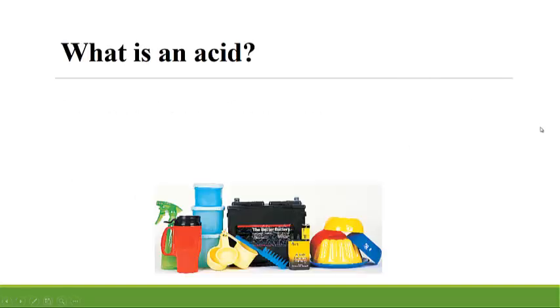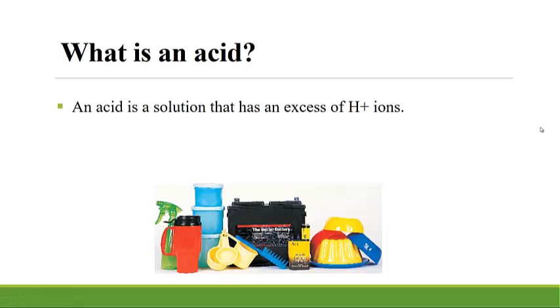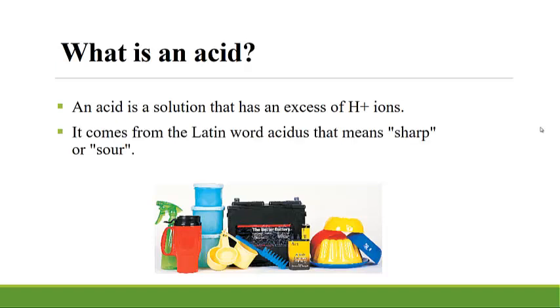First thing we want to do is define an acid. An acid is a solution that has an excess of hydronium or H plus ions. This is one of the definitions of it. We'll have a couple of them, but this is our most basic definition of it. It comes from the Latin word acidus, which actually means sharp or sour, which describes the characteristics of acids.